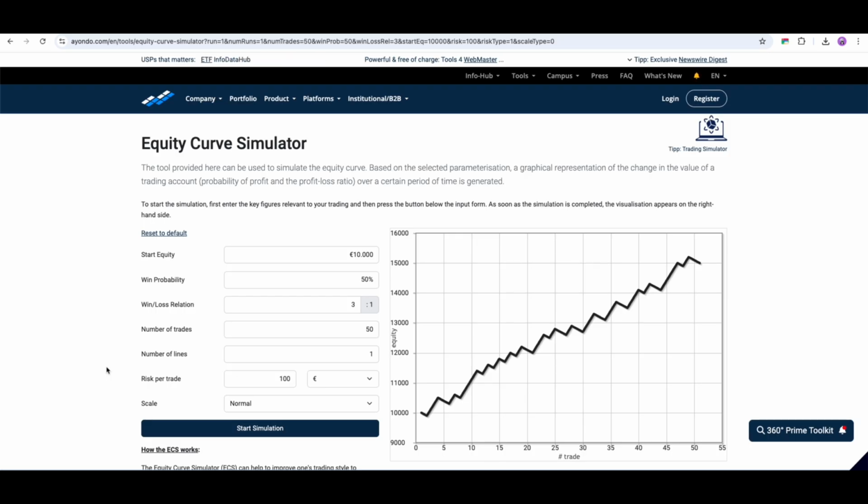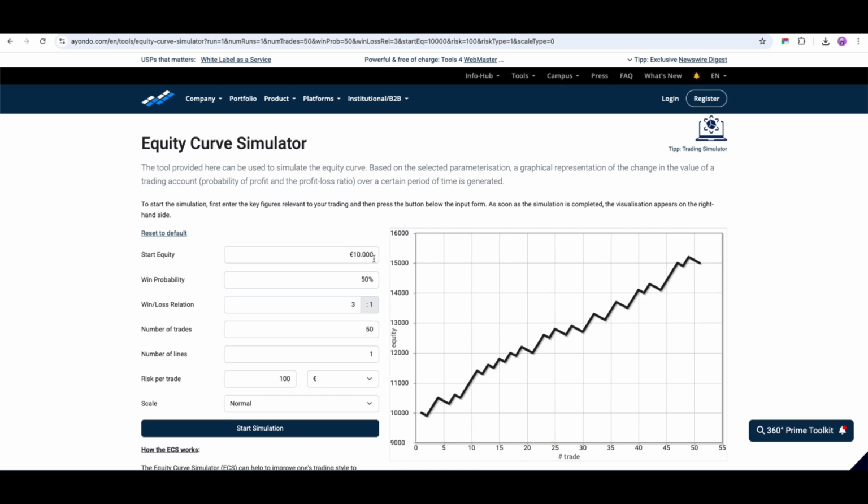So what I want you to do now is to get yourself familiar with an equity curve simulator. This is a tool that's extremely important to use. It's going to be way easier to become profitable once you get familiar with this. And the website that I use is iondo.com. I have put the exact link to this tool in the description and it's completely free. But let's go ahead and use it.